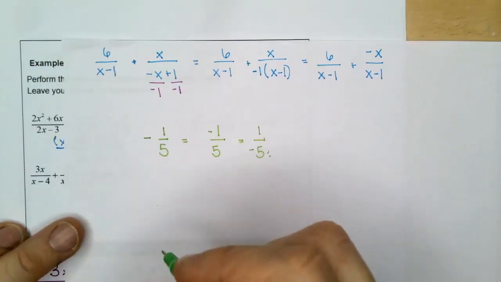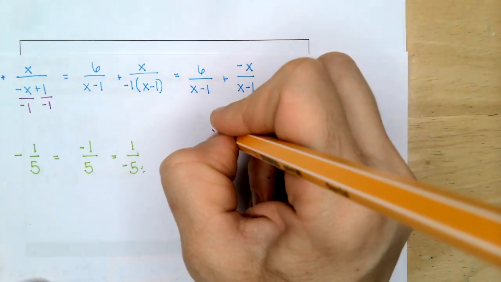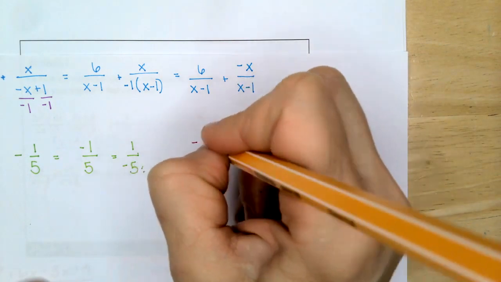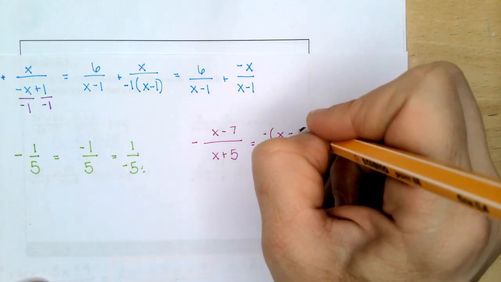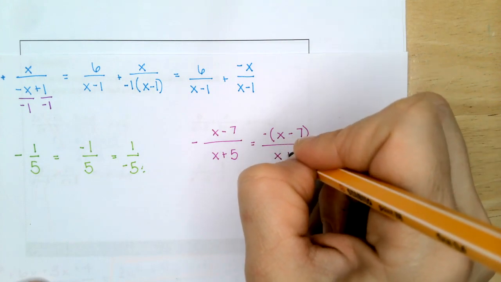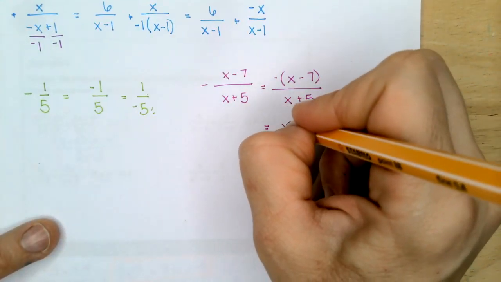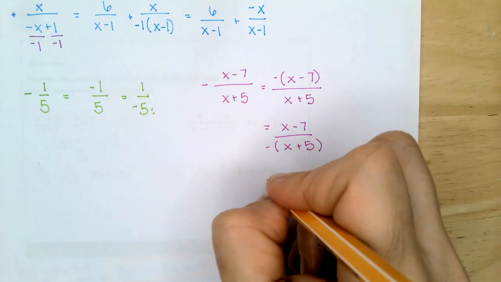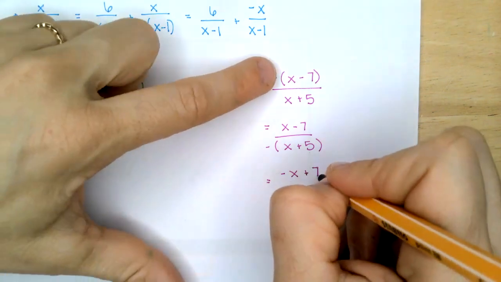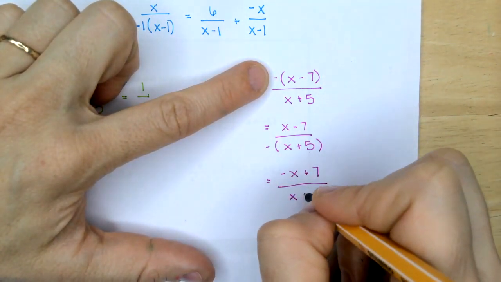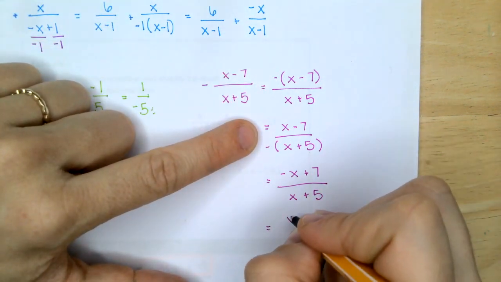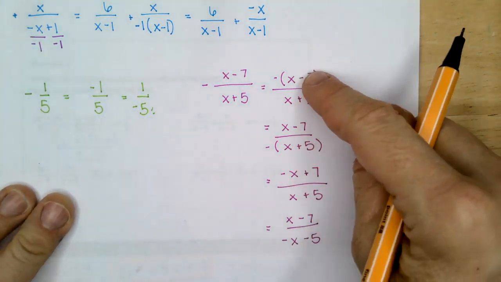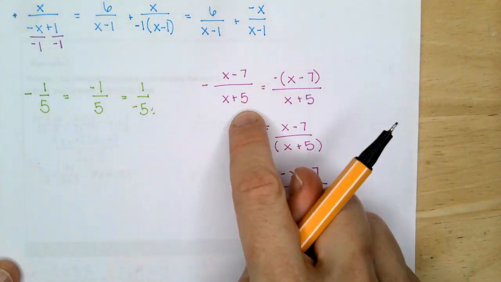In fact, if you have something like x minus 7 over x plus 5, and you want to say that it's negative, that's the same as saying there's a negative x minus 7 over x plus 5, or it's the same as saying there's an x minus 7 divided by a negative x plus 5, which is also the same as saying there is a negative x plus 7, like I'm distributing it, over x plus 5, or that there's an x minus 7 divided by a negative x minus 5. 1, 2, 3, 4 ways to write negative this.